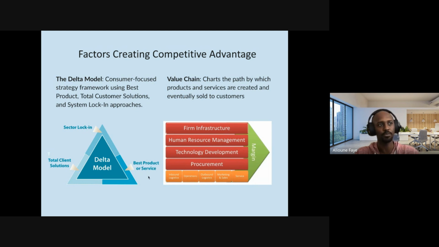The next force or aspect about the Delta model is focusing on the best product or service that you have. So you want to make sure that it's good quality.